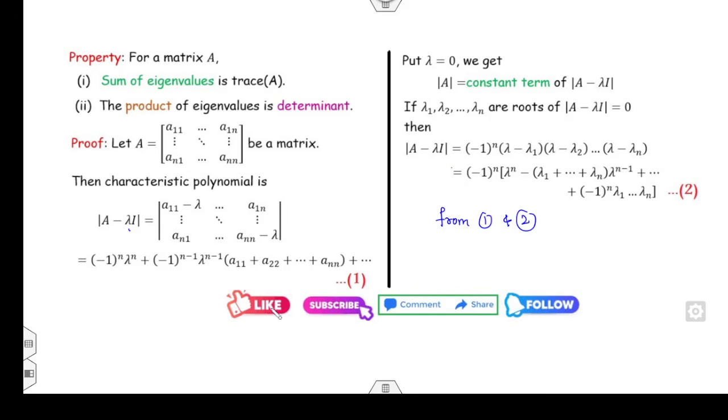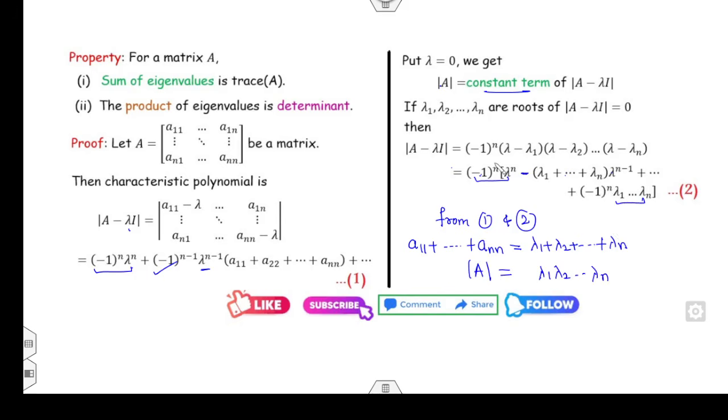The left hand sides are the same. The first quantity, the coefficient of lambda raised to power n minus 1, if you open this bracket, is the same. So that means a11 plus a22 plus up to a_nn is equal to lambda 1 plus lambda 2 up to lambda n. And the constant term is my determinant of A, and the constant term is lambda 1, lambda 2 up to lambda n.